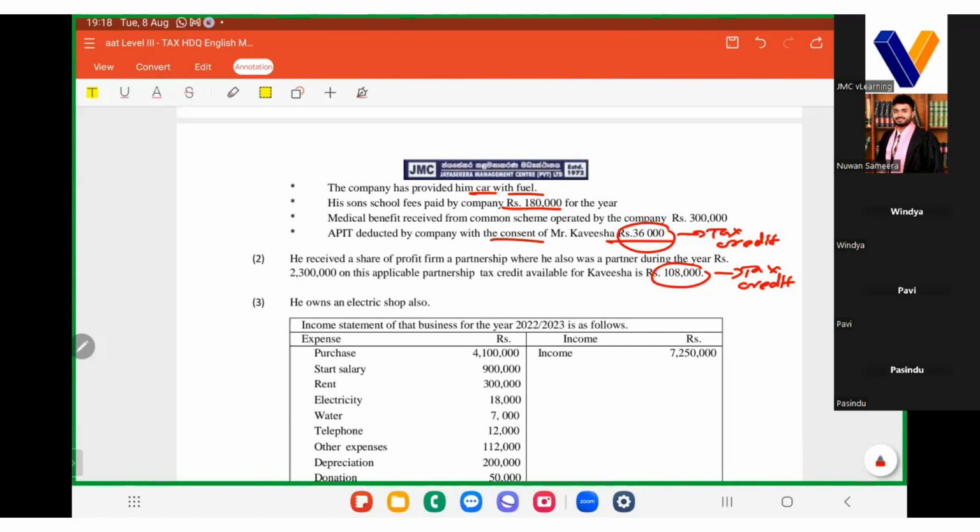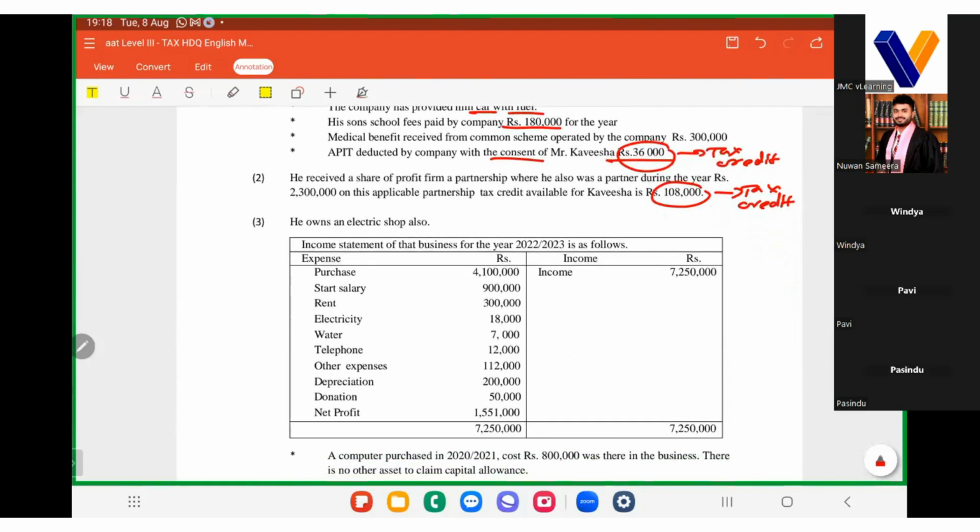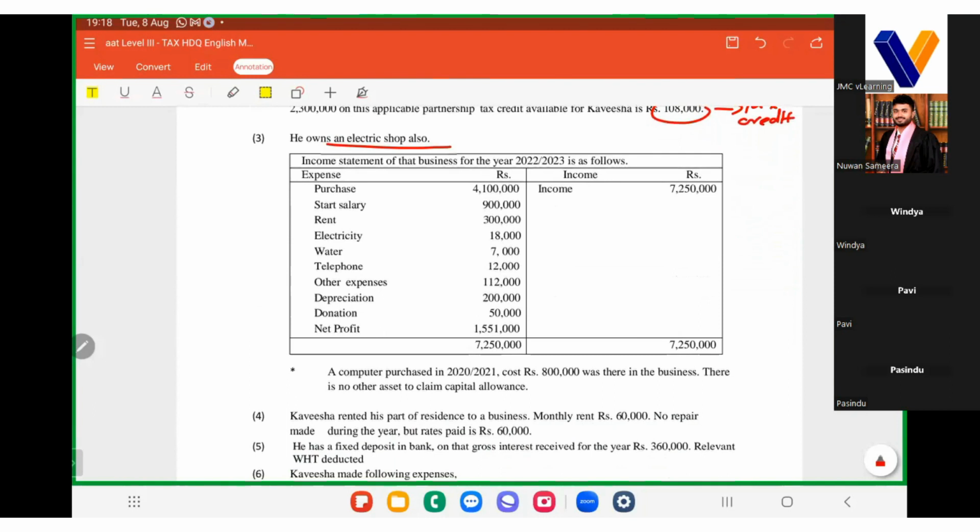Right. So that is the introduction about the employment income in this case, right? So we'll see there is a partnership tax credit as well as the profit from the partnership, right? Then he owns an electric shop also. There is a business income.